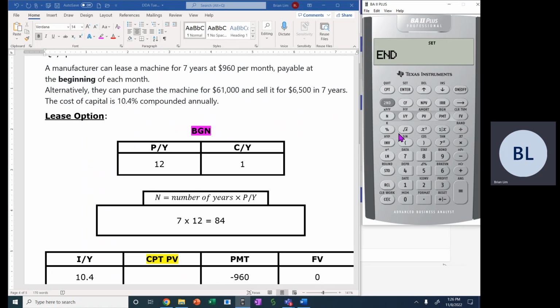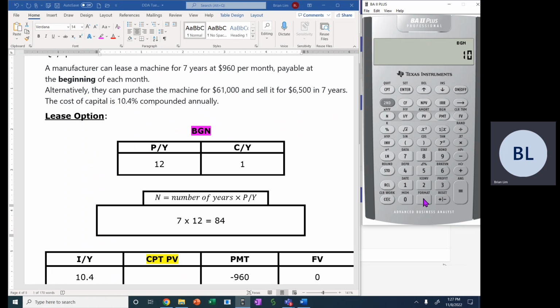Second PMT, in case you forgot, second enter. Begin is in the top right corner. We quit that mode and there we are. Now we can start. PY is 12, CY is 1. So PY we put in 12 and CY we put in 1. We enter it. PY is 12, CY is 1. Now how many years? Well, this is for 7 years. So 7, second, and N. And N turns out to be 84. So we are correct so far.